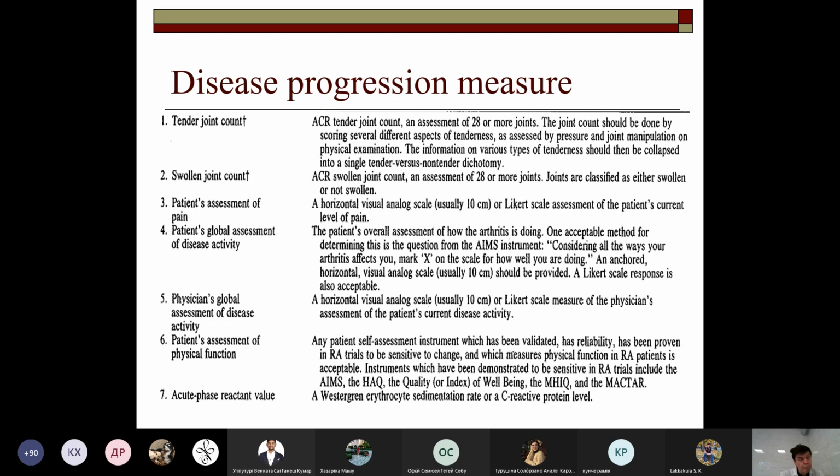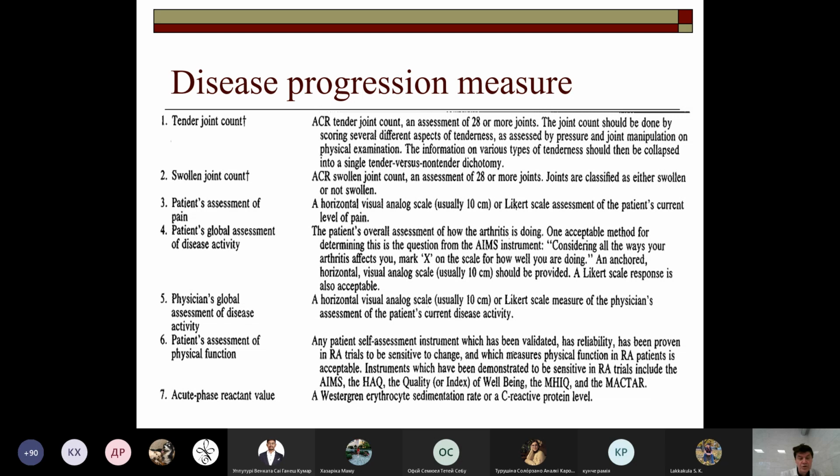by means of a specific scoring and visual scoring system; physician global assessment of disease activity, the patient assessment of physical function, and the acute phase reactant value. All these markers have been incorporated in the scheme applied for progression measurements. There is no necessity to go through each phrase, so you can upload the presentation and look through it carefully and thoroughly.